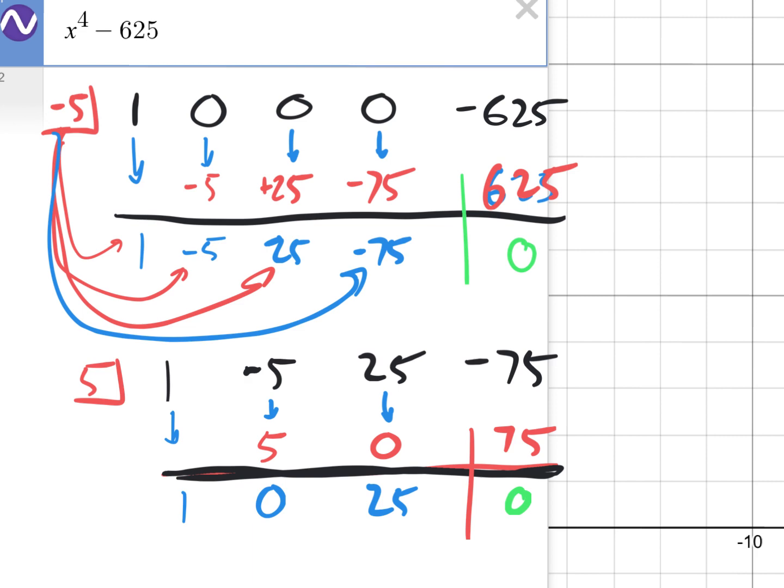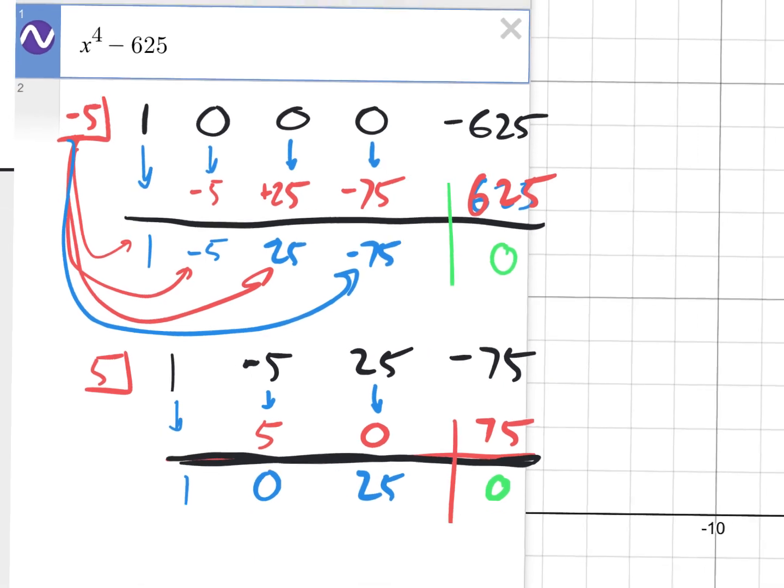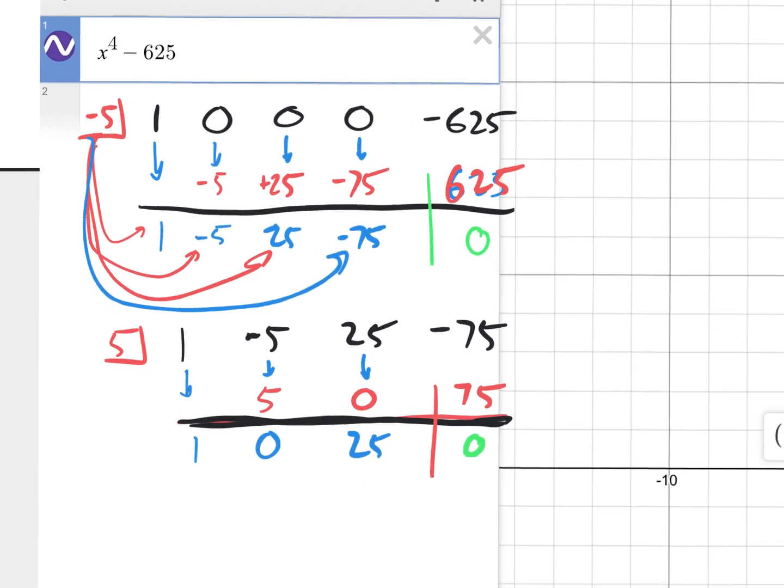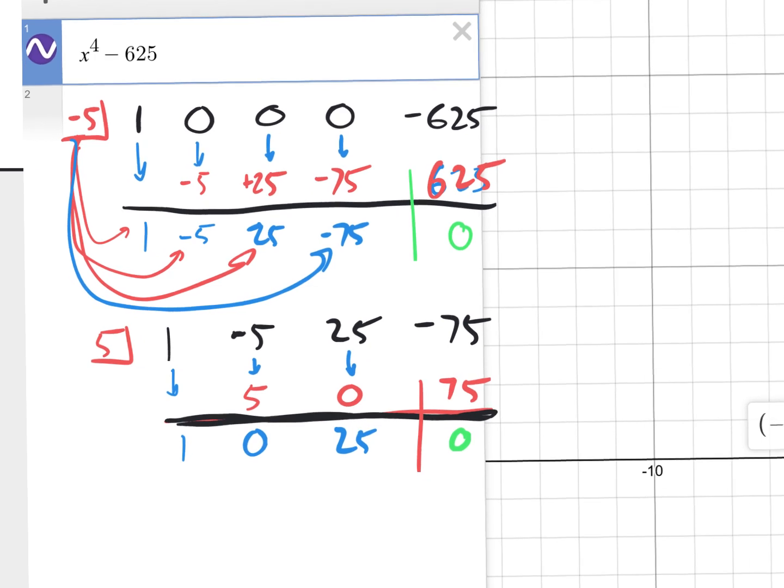Anyhow, again, what we've done so far is we've converted this fourth degree, depressed it to a third degree, x to the third minus 5x squared plus 25x minus 75. And then we depressed it even further with the other answer to make that x to the third now just a regular x squared. So I have an x squared plus 0x plus 25. So in reality, that's just x squared plus 25, because you don't have to put 0x.